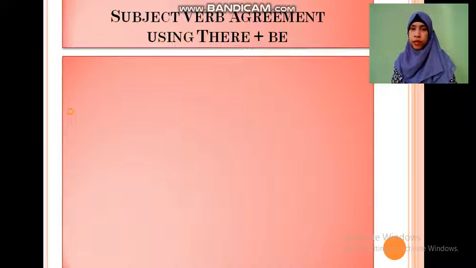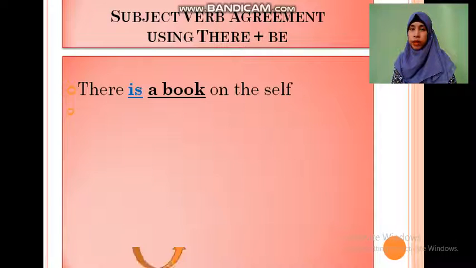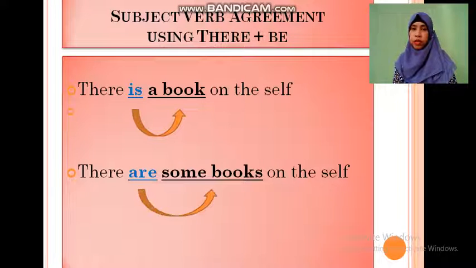For the next, subject-verb agreement using there plus be. If you have there is or there are, it depends on the subject. In this one, a book, so it depends on the book. When there is only one book, it means singular. But if there are some books, it means plural, so we use are.